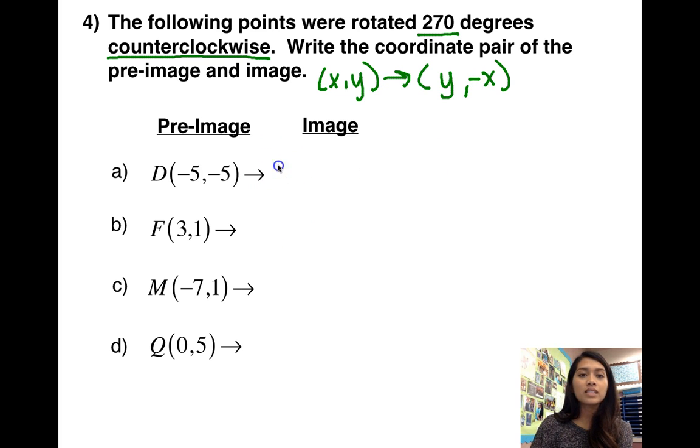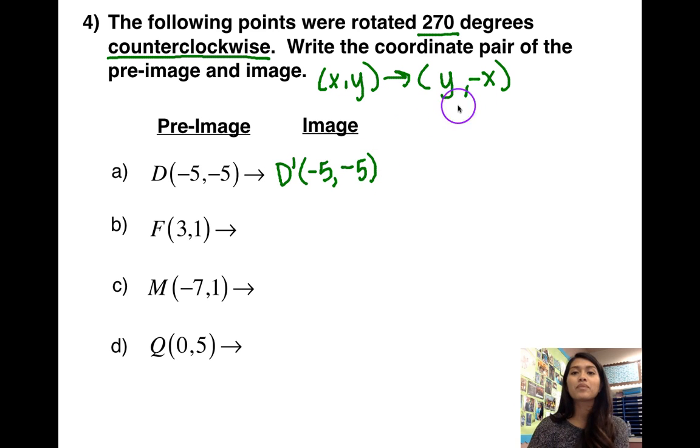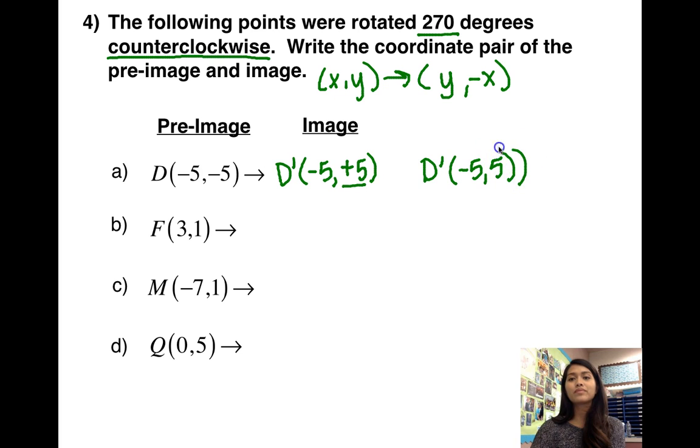So let's go ahead and practice for D prime. I'm going to switch the values. Now switching a -5 and a -5 didn't make much of a difference, but it did happen. So now I'm just going to have to take the opposite of the new y value. So this makes it a positive. So my final answer, I would say, is D prime is negative 5, comma 5. Whoops, there is my final answer.